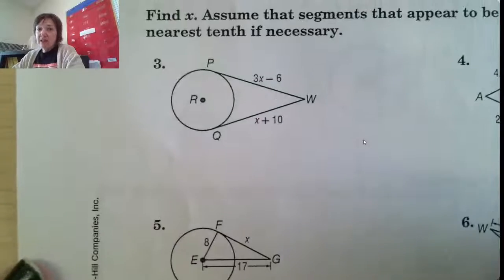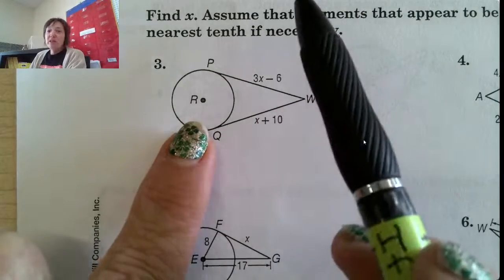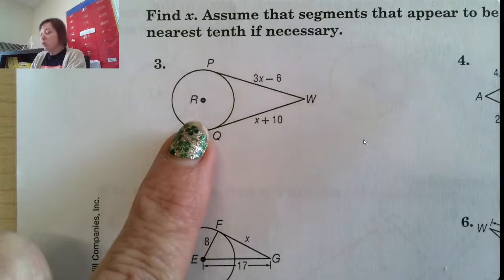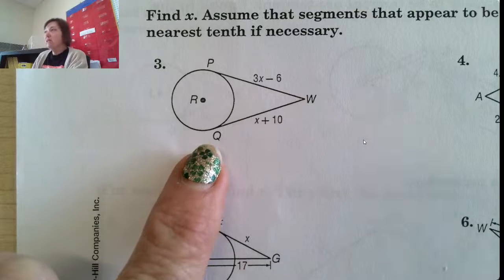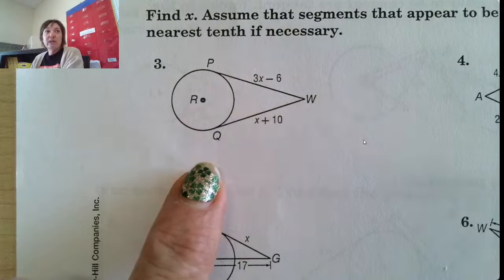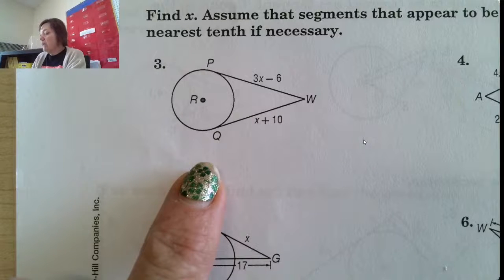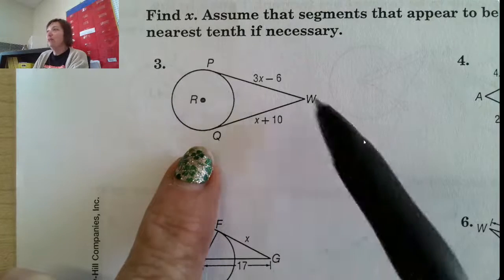The directions here say to assume that segments that appear to be tangents are tangents. So what we're saying is PW looks like a tangent, so PW is a tangent. QW looks like a tangent, so QW is a tangent. If it looks like it's a tangent, it's a tangent. That was their way of getting away from having to write out every single thing that was a tangent.